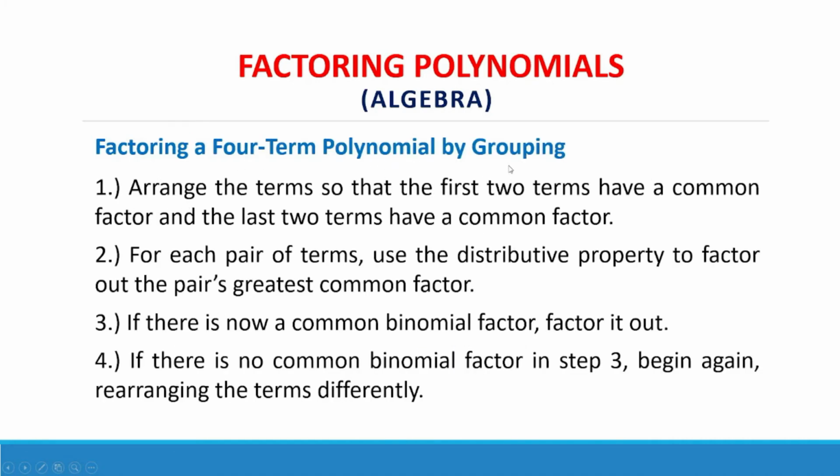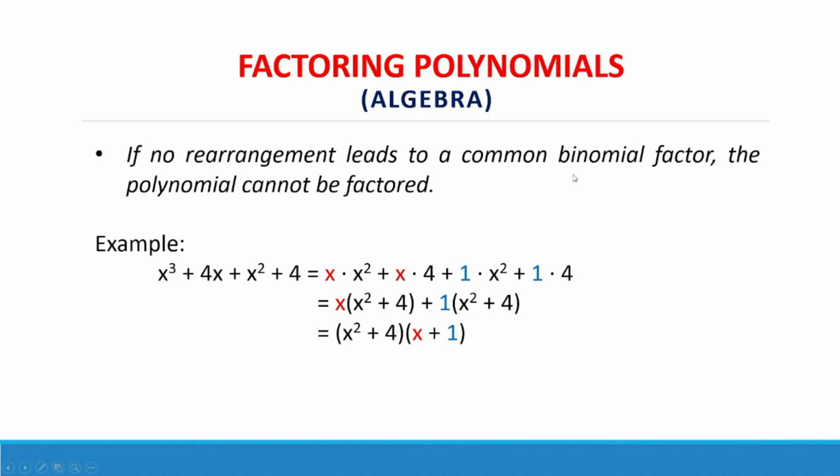Factoring a four-term polynomial by grouping. Number 1, arrange the terms so that the first two terms have a common factor and the last two terms have a common factor. Number 2, for each pair of terms, use the distributive property to factor out the pair's greatest common factor, or GCF. Number 3, if there is now a common binomial factor, factor it out. Number 4, if there is no common binomial factor in step 3, begin again, rearranging the terms differently. If no rearrangement leads to a common binomial factor, the polynomial cannot be factored.